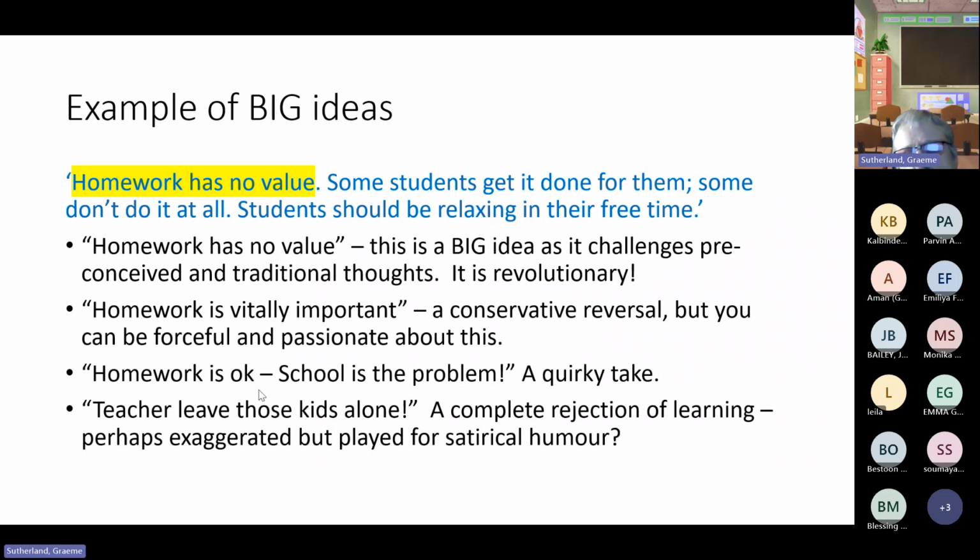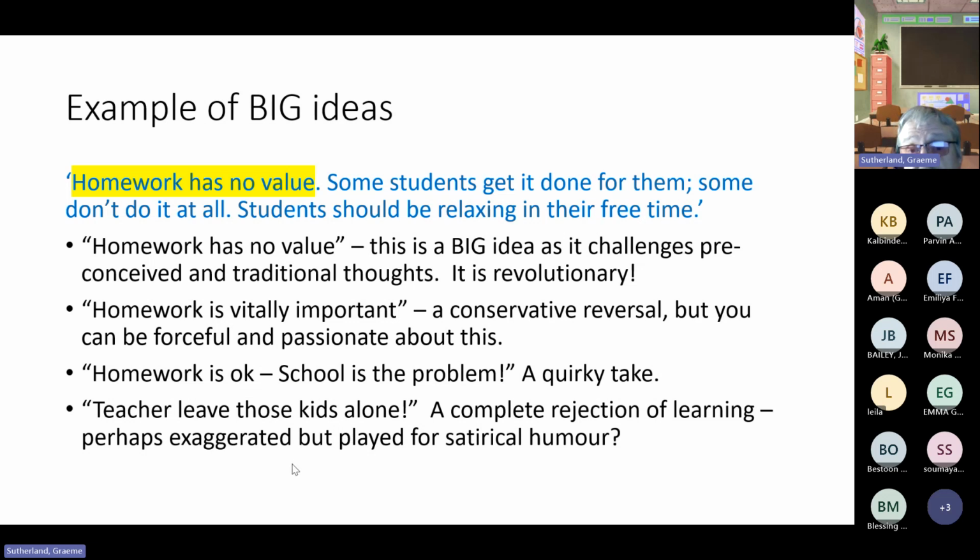What about taking a quirky take? Homework's okay. It's school that's the problem. You know, let's just have homework. Let's have people working at home on homework. Let's abolish school. You can be quite funny on that.